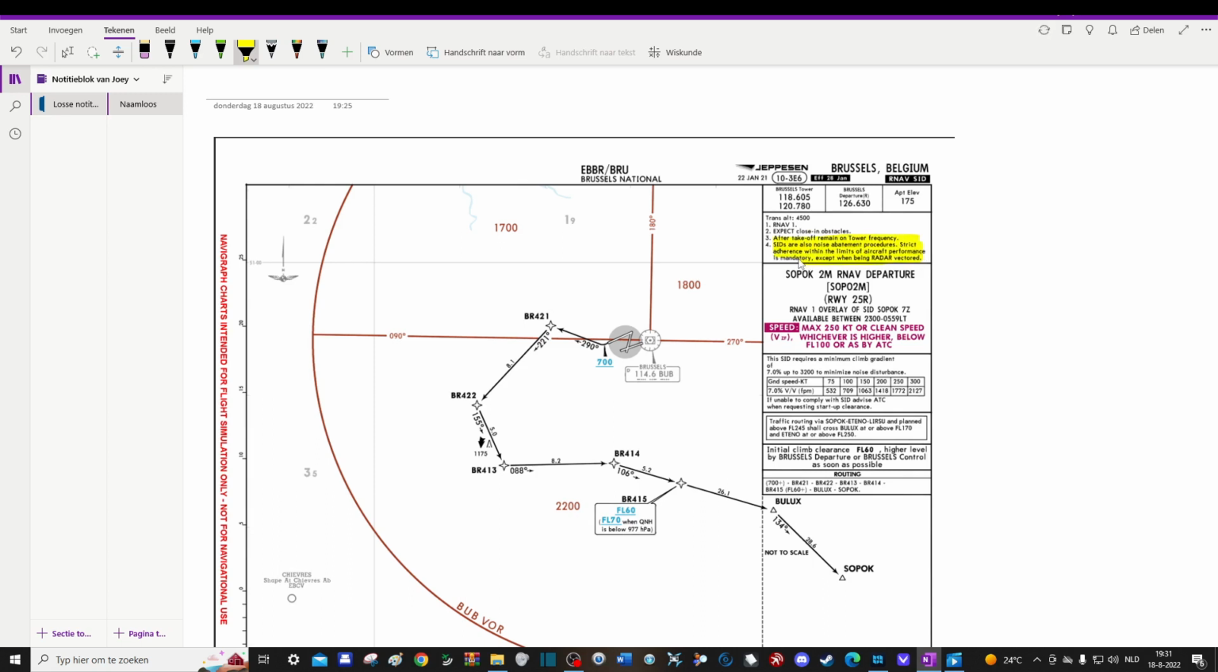Finally, there's also a reminder that SIDs are also noise abatement procedures, which just means that you must not divert from the routing and restrictions unless ATC tells you to.